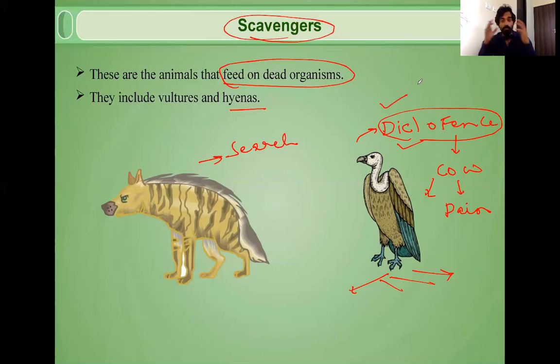Think about this: if there were no scavengers, what would happen? It would be very difficult, right? If a dog died in the streets, it would stink. It takes lots of time to degrade. Even bacteria are actually scavengers, right? But vultures help by eating the dead dog, and help in cleaning the environment.